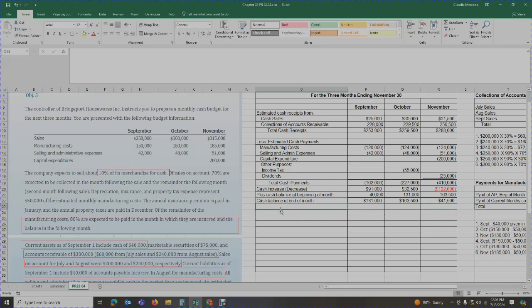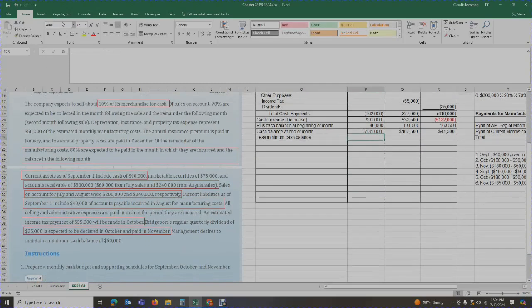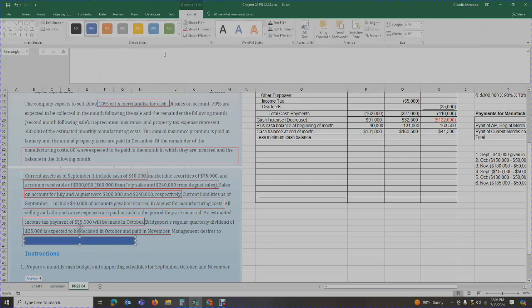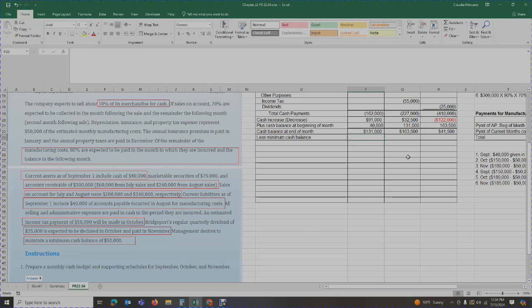Okay. Now, the company wanted a minimum cash balance, and the minimum cash balance, according to the problem, is management wants, insert shapes right here, management wants to maintain a minimum cash balance of $50,000. Okay, so $50,000 is my target. I should have $50,000 at all times so I don't spend that money. Okay, that should be my balance every month.